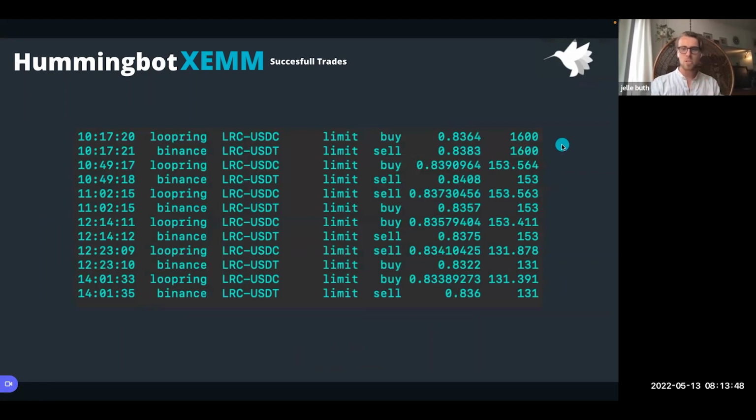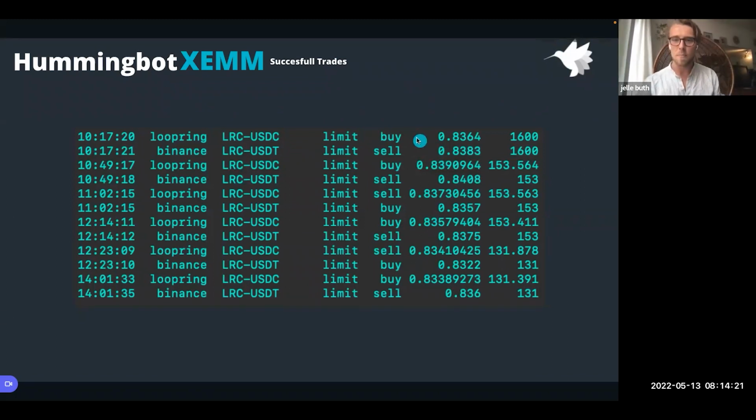So, for a perfect strategy, this is what it would look like. This is the output of the history command on the Hummingbot terminal. And what you will see here is my maker exchange is Loopring, LRC USDC, and my taker exchange is the Binance one, the one with the tighter spread than on Loopring. And this is the LRC USDT. In this case, it doesn't matter if you do USDC or USDT, as long as you don't do USDC and UST, because UST is worthless at this point.